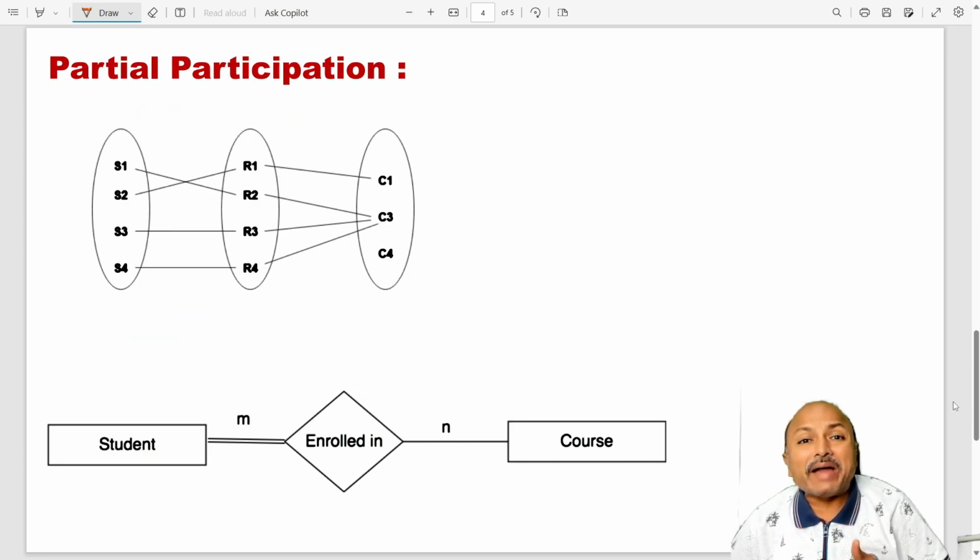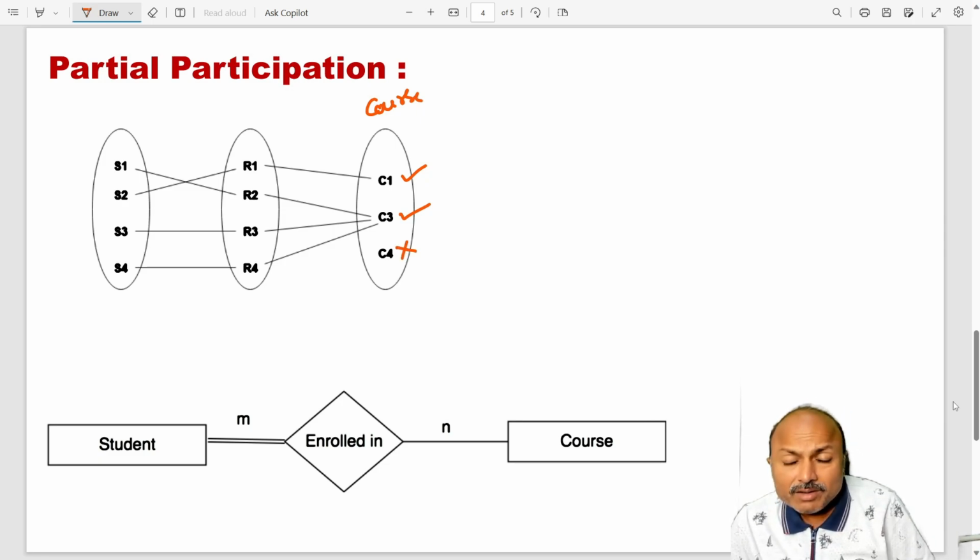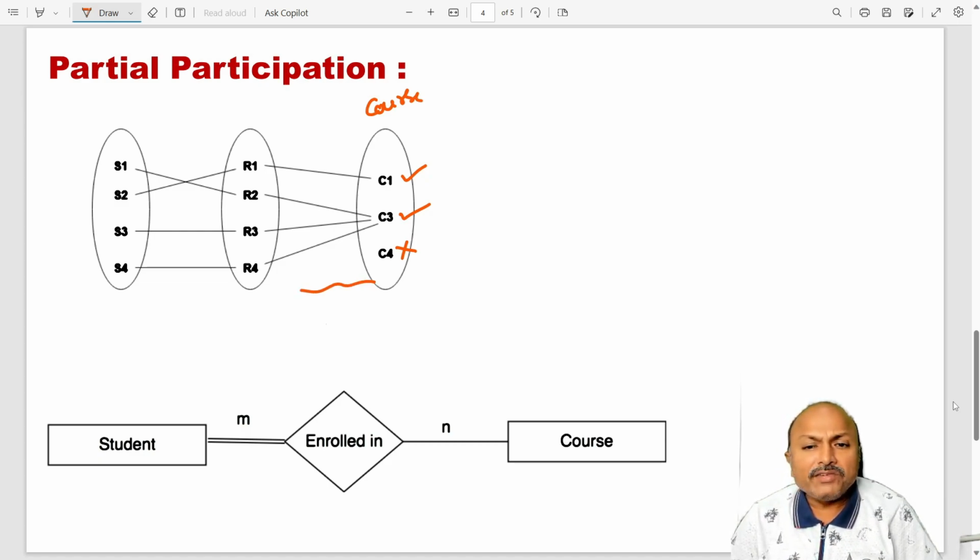Now we are going to discuss partial participation. That means some of the entities may not participate. So consider the course entity set. It has 3 entities. But out of 3, students enrolled in course 1 as well as in course 3, but students are not enrolled in course 4. That means in this course entity set, the C4 course does not participate at all in the relationship. So this is not full, this is not total. So this is called a partial participation.